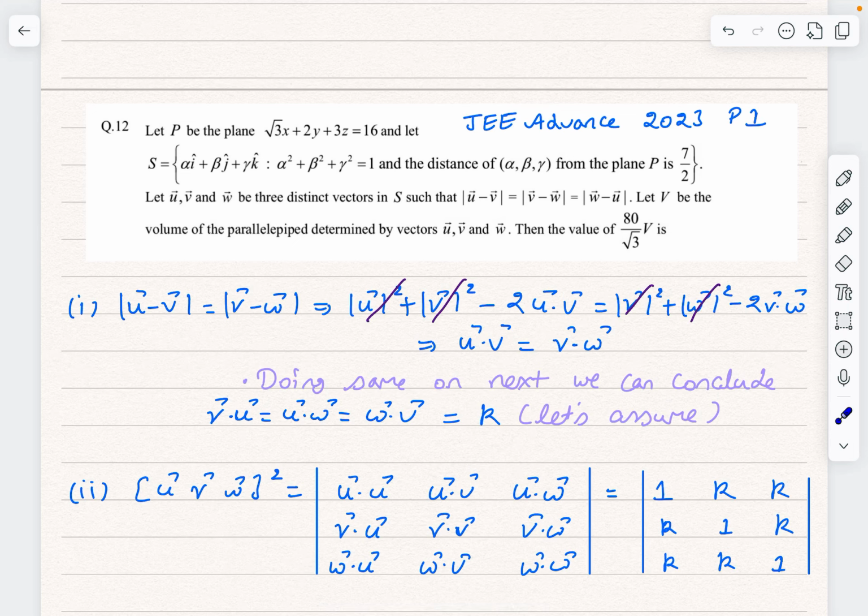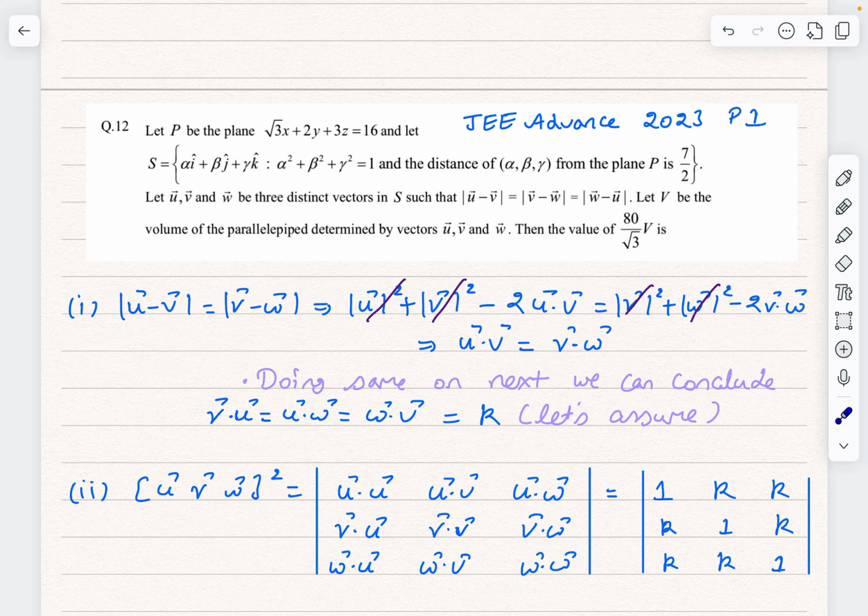Hello guys, we'll discuss this problem. Question number 12 of JEE Advanced 2023 paper 1. This question is of vectors 3D. This is a very good problem.